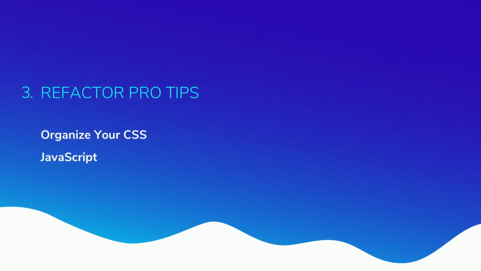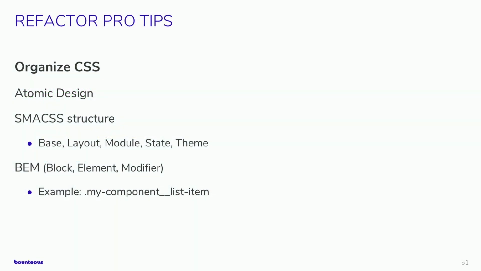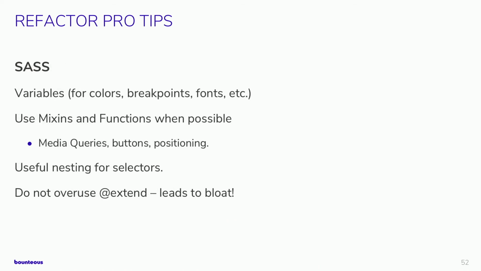I'm going to go quickly through some REFACTOR pro tips. Again, as you audit, as you're looking at all this stuff, it might be a really good time to organize your CSS. Atomic design for the win, SMACSS structure. Maybe it's a good time to implement BEM. Other things, again, those tools were really great to bust out all your color variables for SASS. You can write some really good variables, mix-ins to make things more reusable and more consistent throughout your theme.